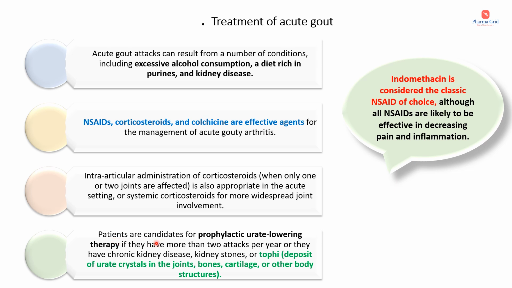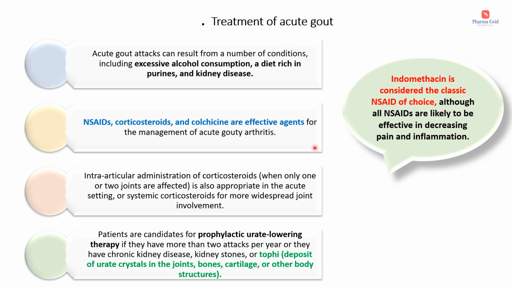The patients are candidates for prophylactic, that is preventive, urate lowering therapy. In order to prevent further attacks of gout, the patients are candidates for prophylactic urate lowering therapy if they have more than 2 attacks per year, or they have chronic kidney disease, kidney stones or tophi. What do you mean by tophi? Tophi means deposits of urate crystals in the joints, bones, cartilage or other body structures.